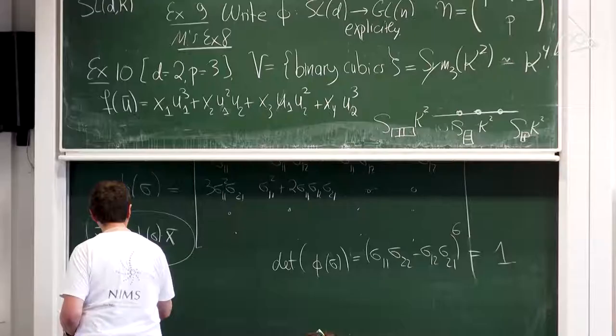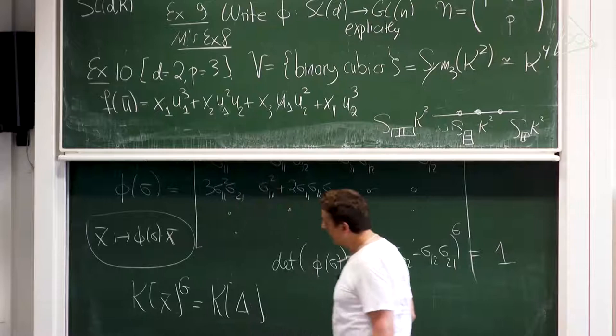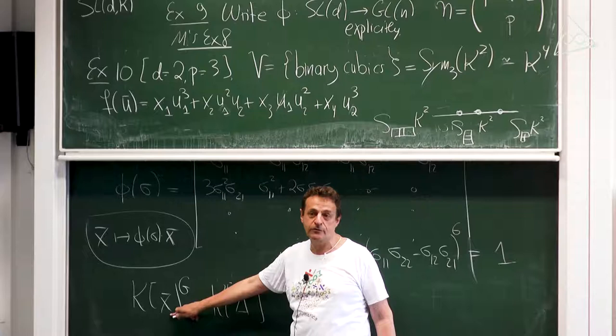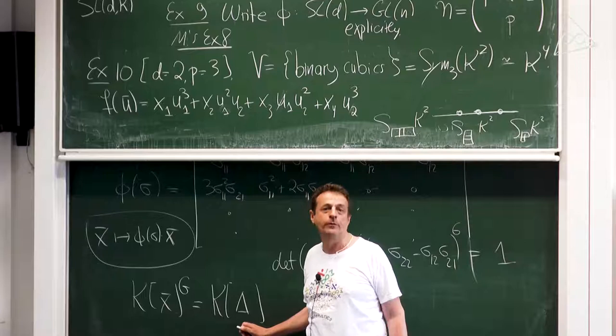Okay, now what are the invariants? I claim that the ring of invariants is generated by a single polynomial, delta. So the invariant ring, this is the polynomial ring in four unknowns, x1, x2, x3, x4. The group G, the group of all of these matrices, acts by left multiplication. And there's exactly one polynomial, up to scaling, that's invariant.